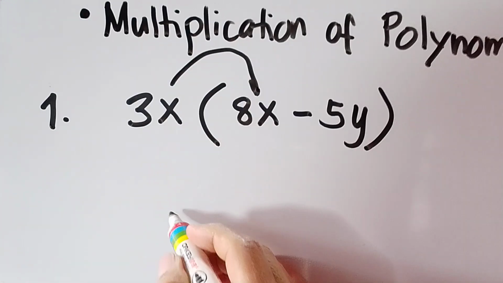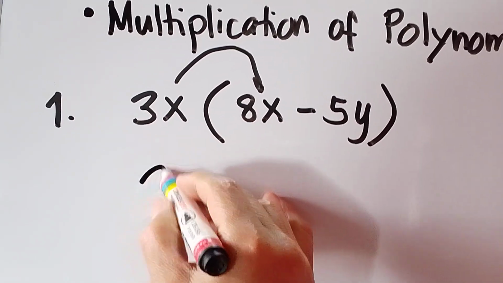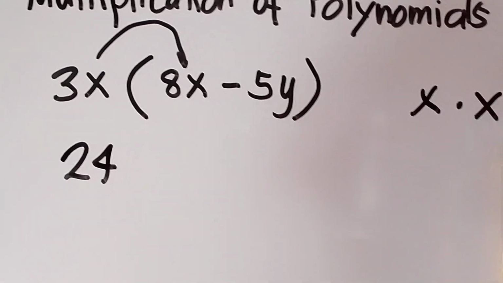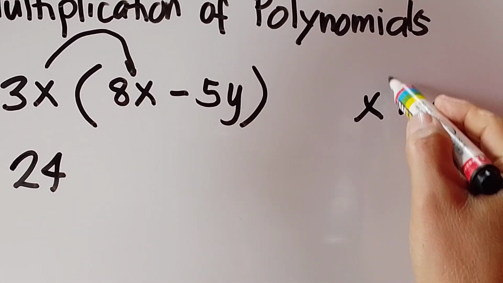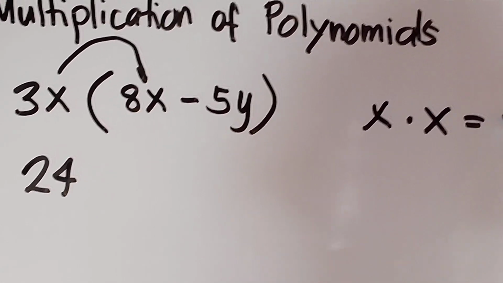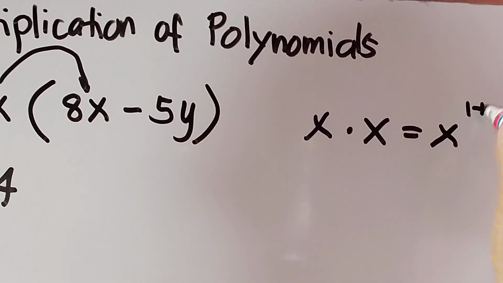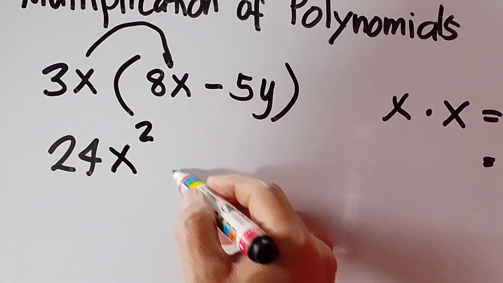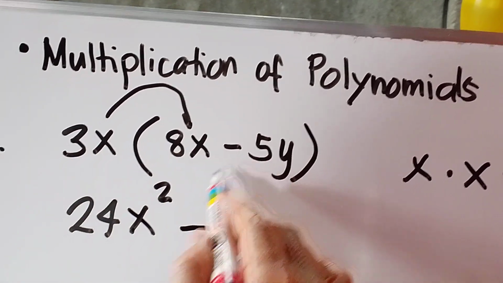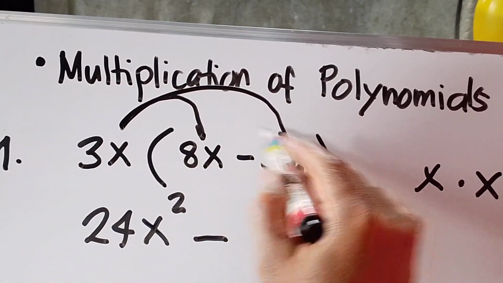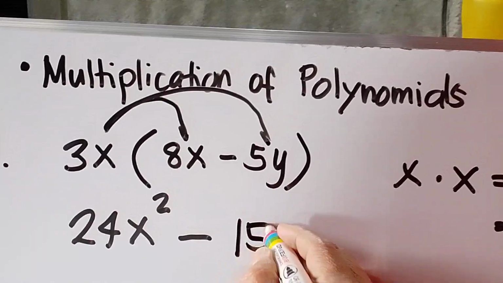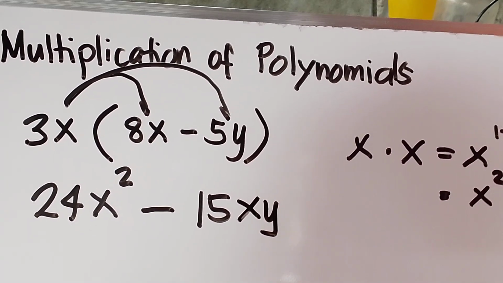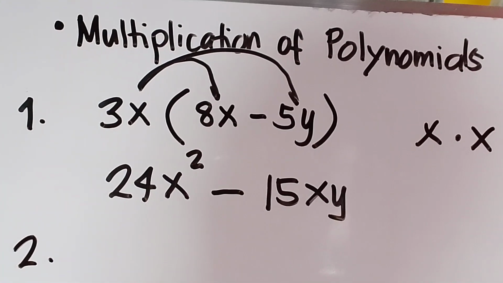Since we know that 3x times 8x will be 24, because 3 times 8 is 24, and then x times x: we know that there is 1 in here, the exponent is 1, and also in here, so this will be x to the 1 plus 1, so this will be x squared. So this will be 24x squared, and then minus, because positive times negative is negative. Okay, 3 times 5 is 15. Just copy the variables, which are x and y. That's for number 1.